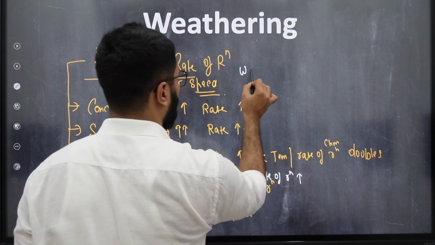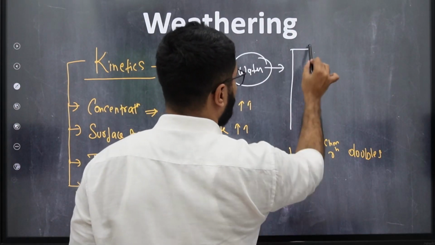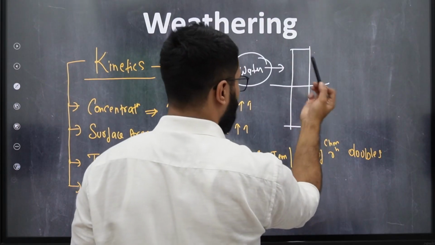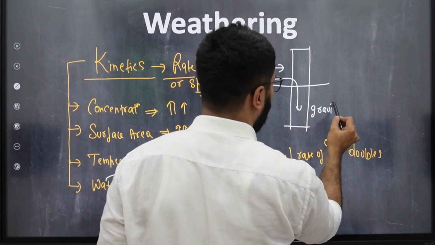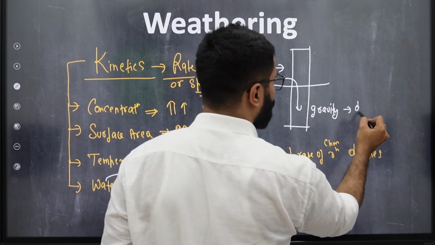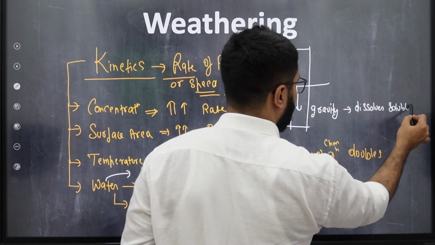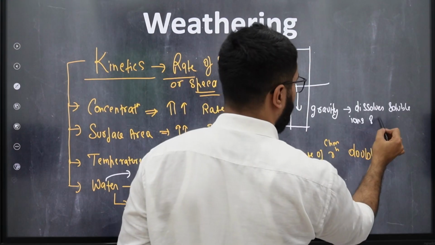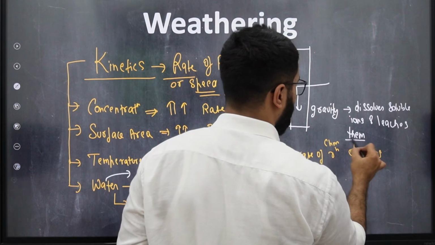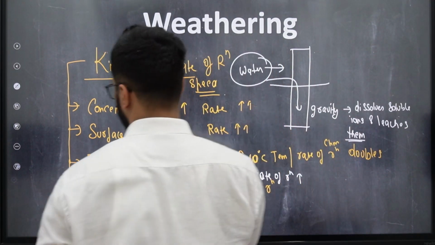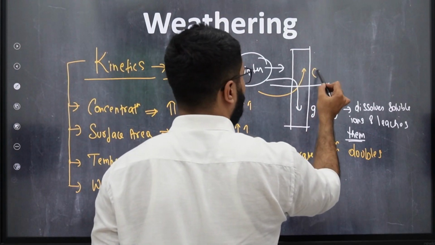Also, if I'm talking about water, I must clear two things. Water moves in two directions. One is due to gravity. When it follows gravity, it basically dissolves soluble ions and leaches them away. This is another leaching. Another aspect of water is that water moves upward via capillary action.